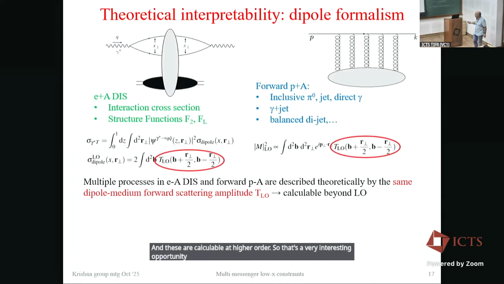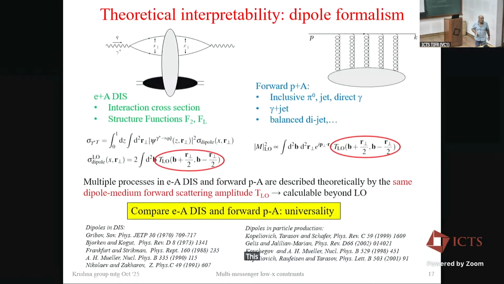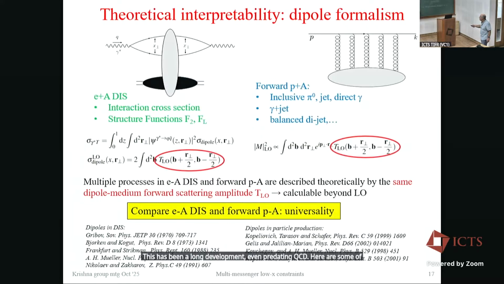There are certain channels in forward pA that share the same theoretical description as DIS. So this is really what we're looking for. This has been a long development, even predating QCD. Here are some of the foundational papers in establishing the dipole formalism for both DIS and forward hadronic interactions. So from the theory standpoint, things seem to be quite solid.